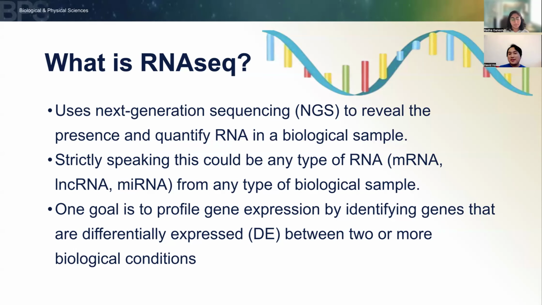Let's first explain what exactly is RNA sequencing. Well, it essentially involves the use of next-generation sequencing to reveal the presence and quantify RNA, such as messenger RNA, long non-coding RNA, and microRNA in any biological sample. One goal for doing all of this is to profile gene expression by identifying genes that are differentially expressed during two or more biological conditions, such as being in space versus being here on the ground on Earth.